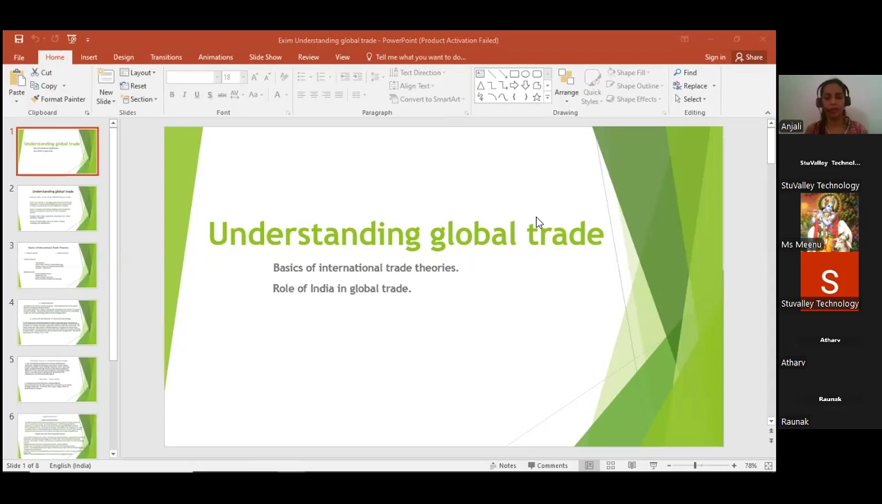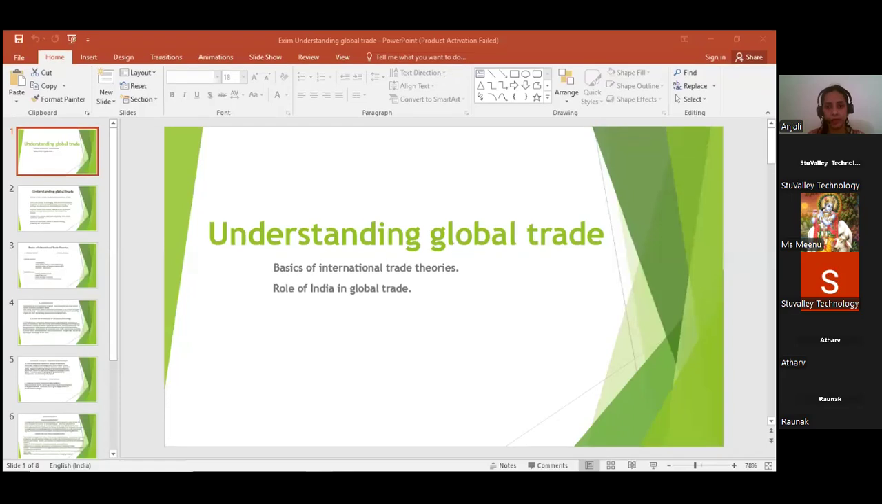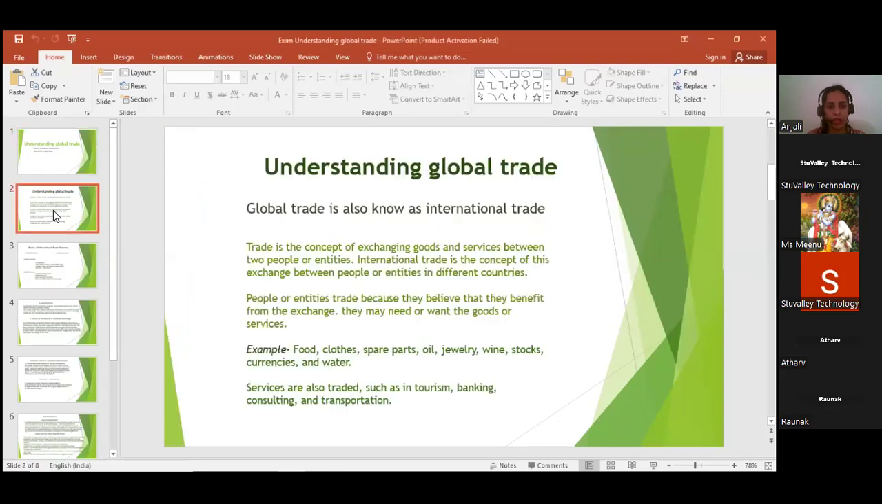Today we are going to study understanding global trade. In this, we have the basics of international trade theories and the role of India in global trade. I'm going to explain to you all with examples as well. So first, we shall study the understanding of global trade.